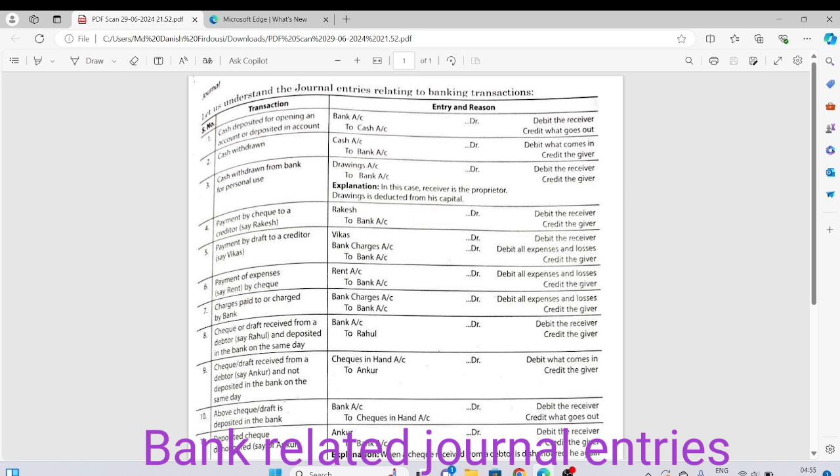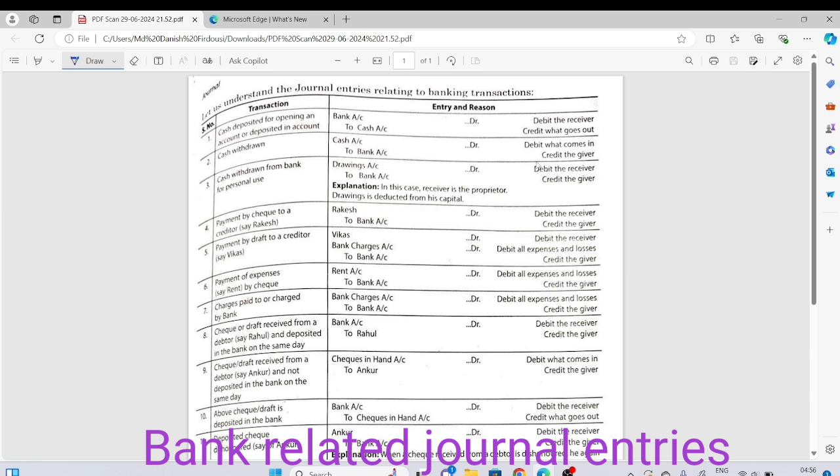Today we will discuss the journal entries which are related to the banking transactions. How the banking transactions entries will be passed. Okay, see here, what is the process of making the journal entries related to the banking transaction.